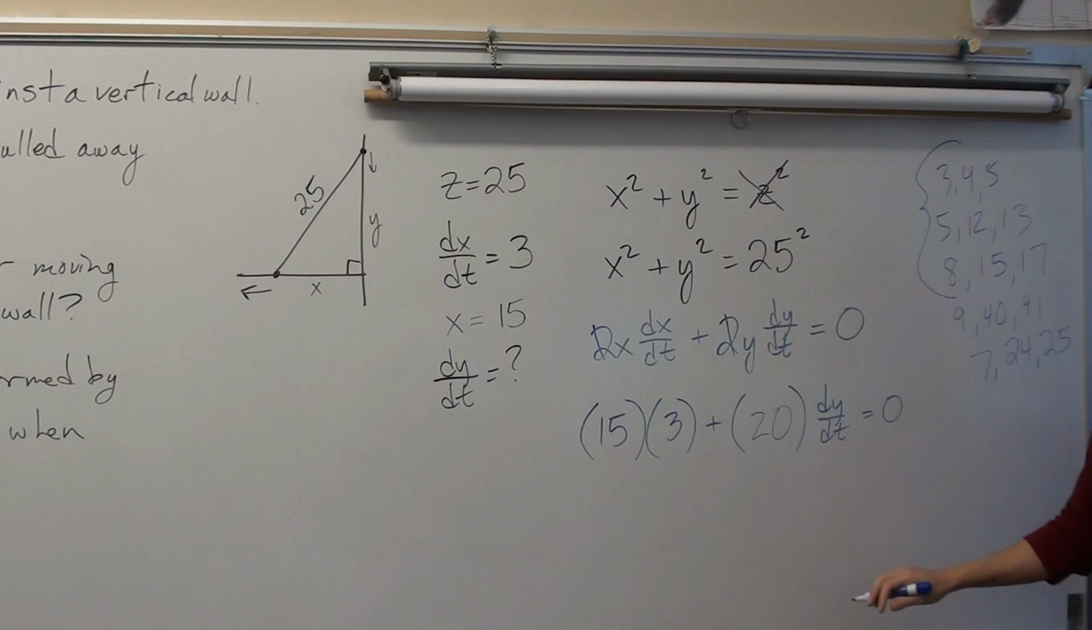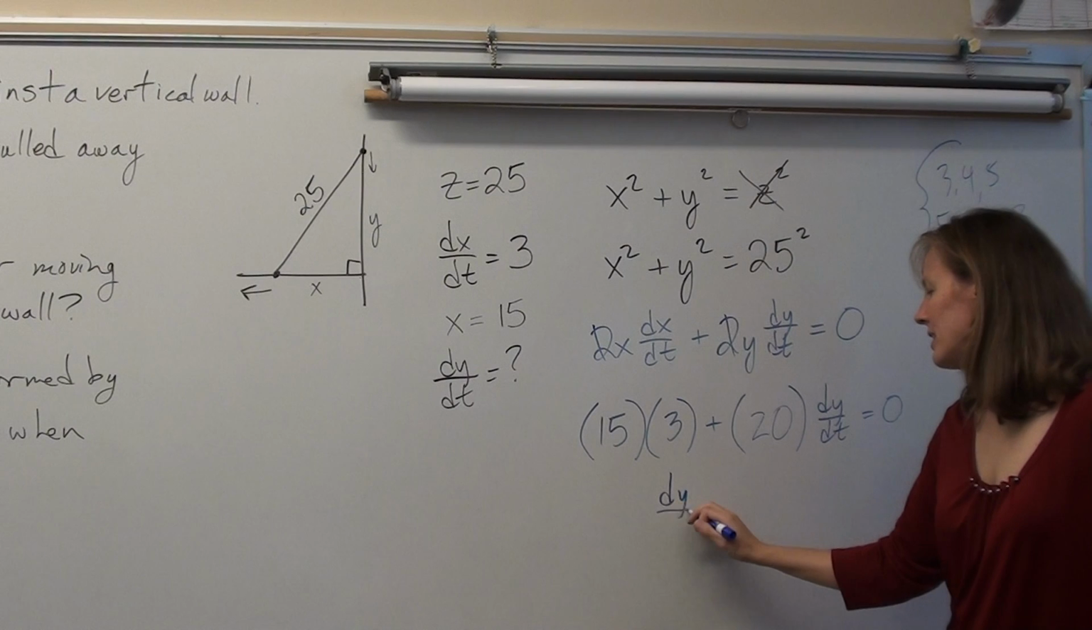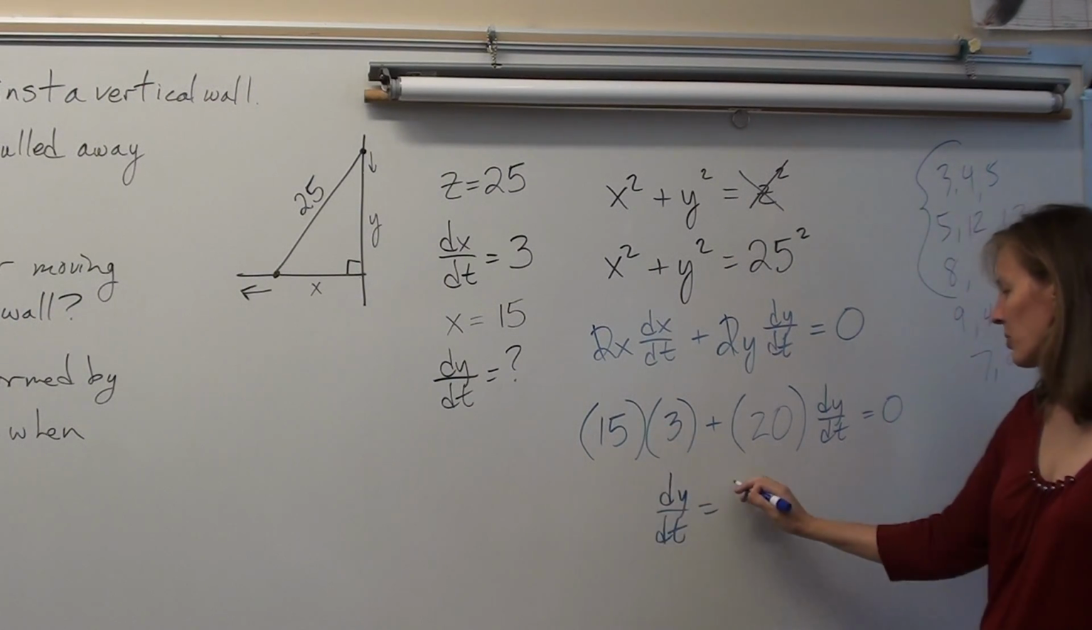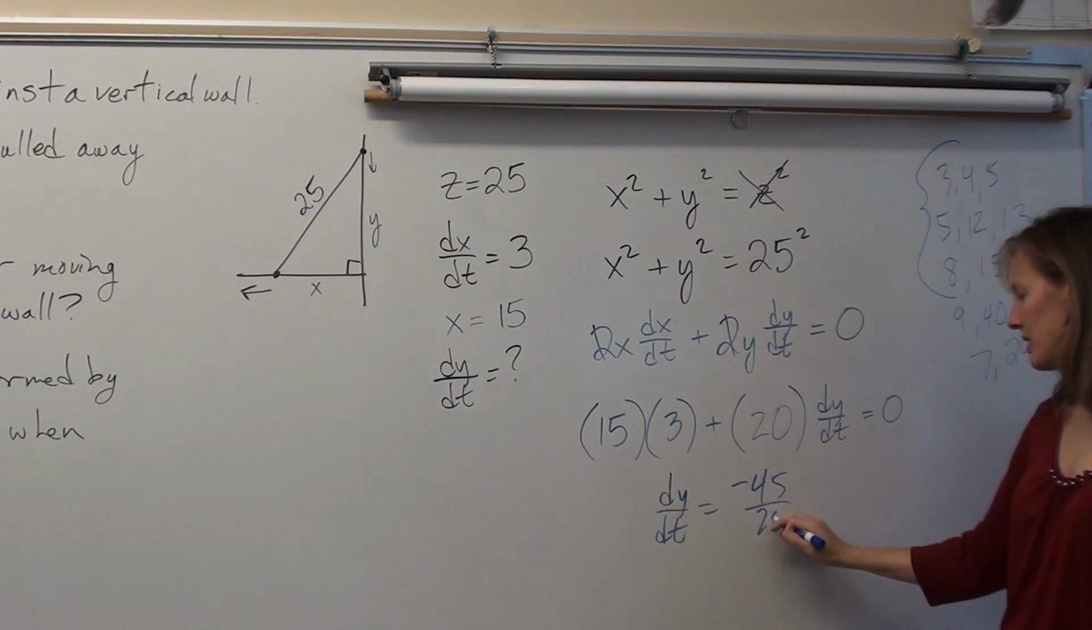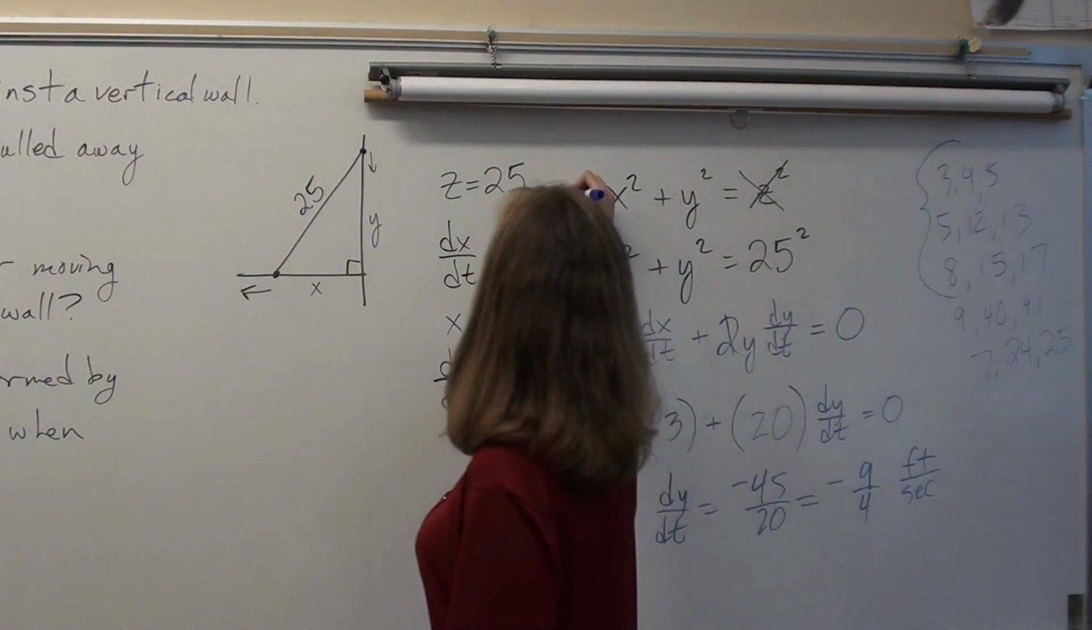Okay, so here's what we get. We get 45 plus 20 dy dt equals 0. So dy dt equals, you subtract the 45 and divide by 20, and then you can reduce and get negative 9 fourths. We need units for dy dt. What is y measured in? Feet. What is time measured in? Seconds. That's perfect. That's part A.